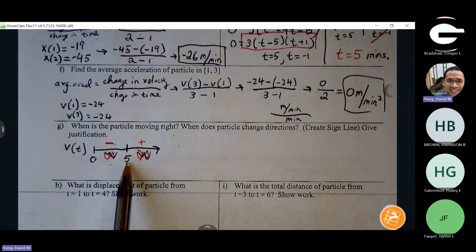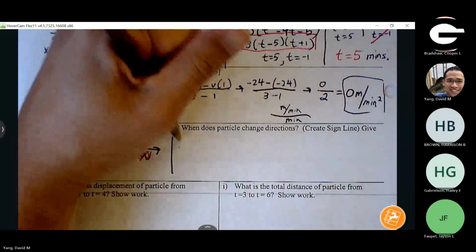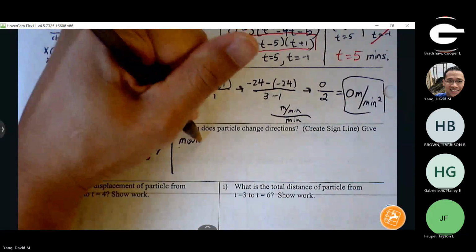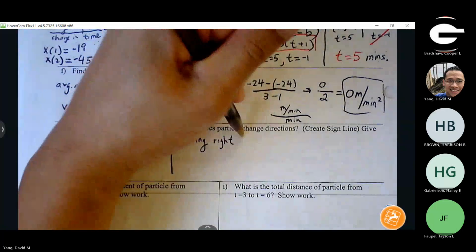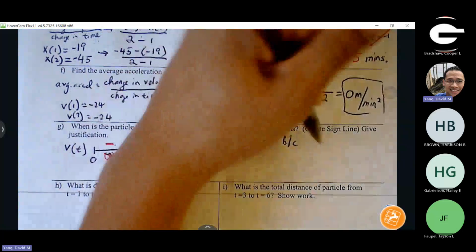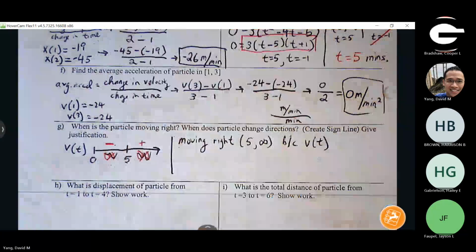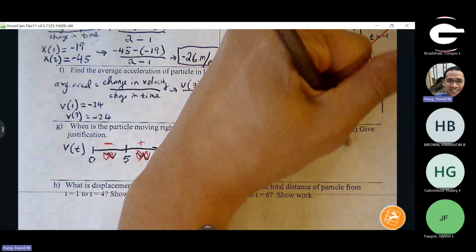Yeah, from time 5 to infinity. And the reasoning is because velocity is greater than 0.